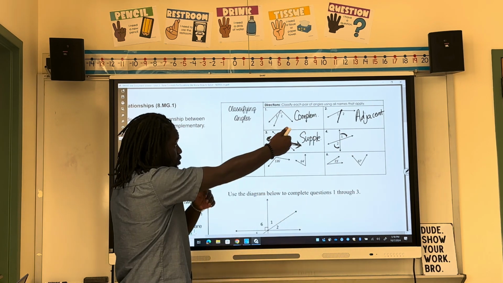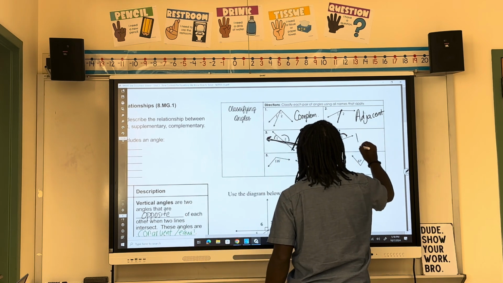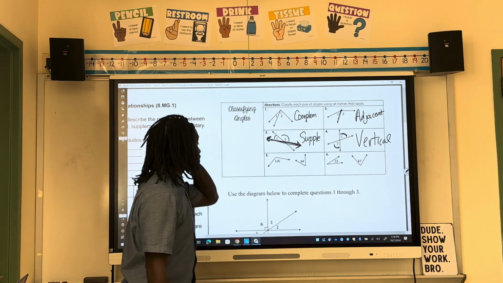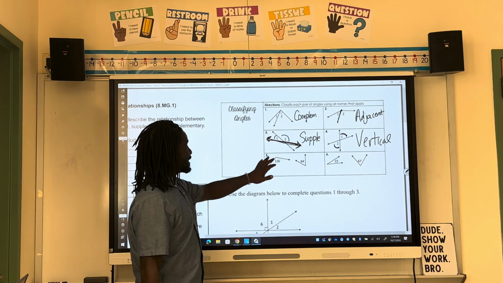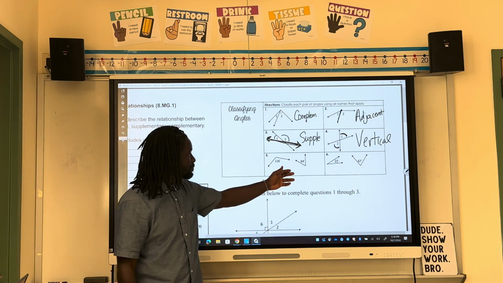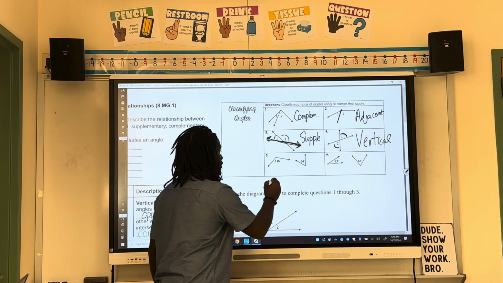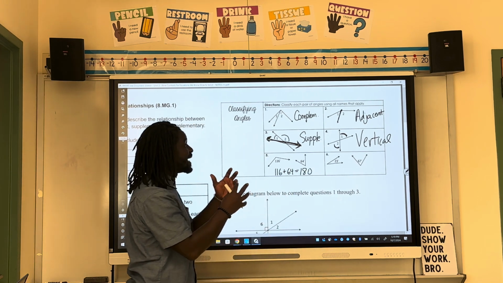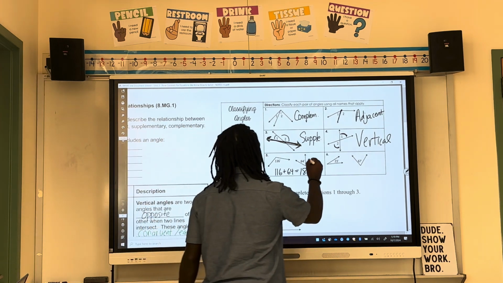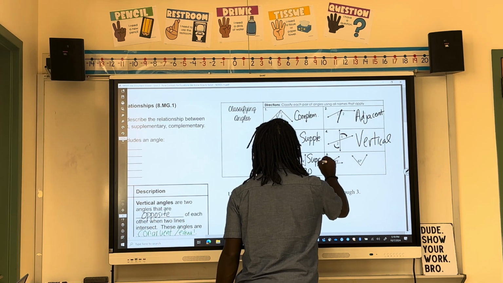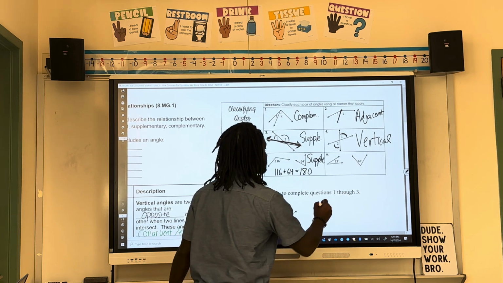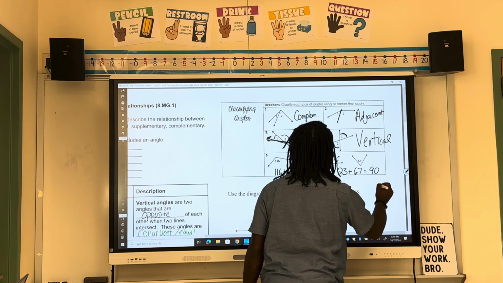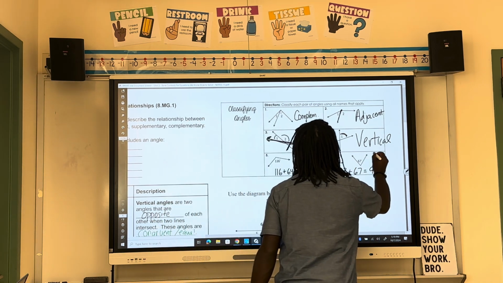Now we have two angles that are opposite of each other, one across from the other. Those are called vertical angles. And lastly, numbers 5 and 6. They give you the measurements 64 plus 116 equals 180. When two angles add up to equal 180, they are supplementary. And 23 plus 67 adds up to 90, which makes a right angle, so those are complementary.